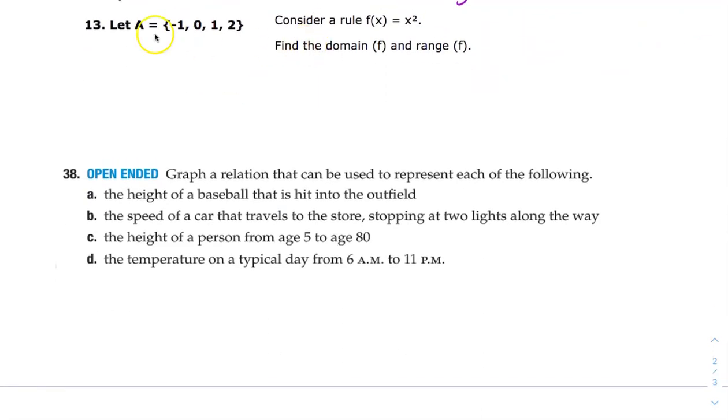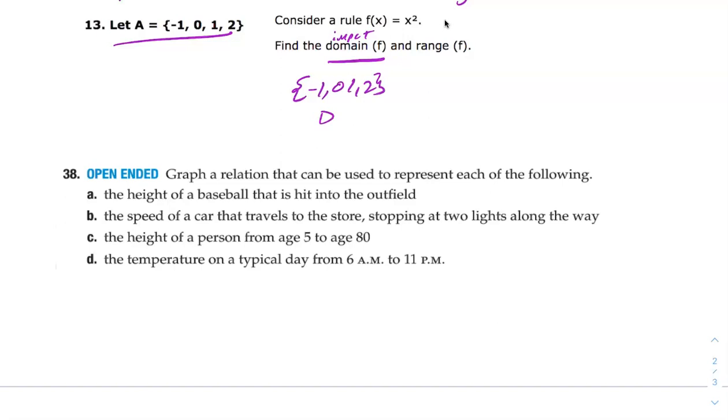Next one. Let A be -1, 0, 1, 2. Consider a rule f of x equals x squared. Find the domain and range of the function. My domain is also known as the input. It's stuff you plug in. So they gave me the domain already. My domain is going to be -1, 0, 1, 2.